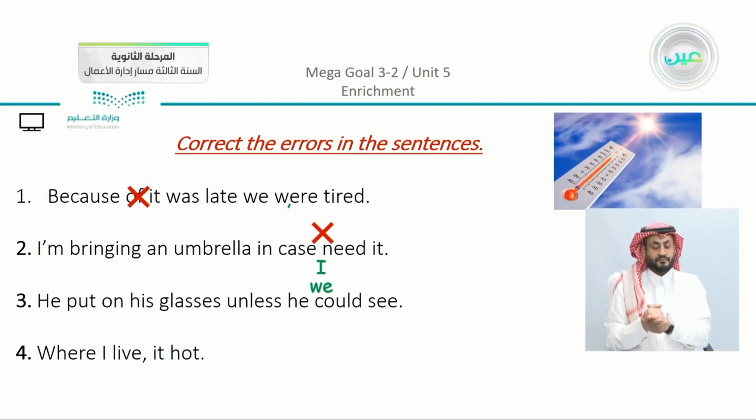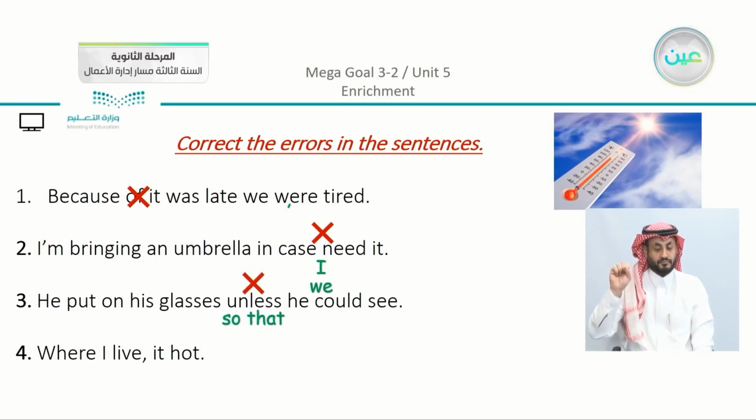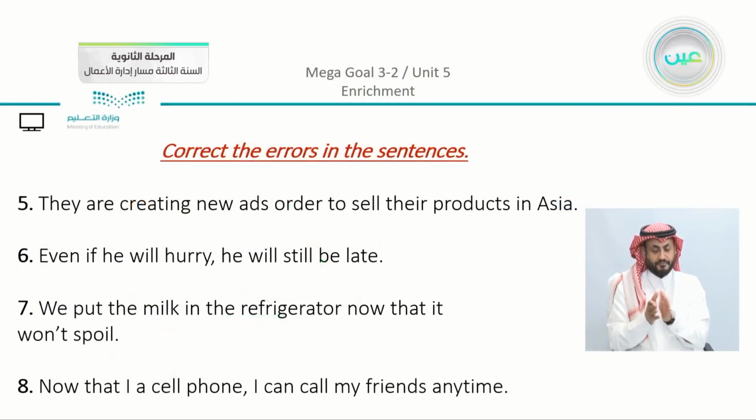Let's do number 3. We have here, he put on his glasses unless he could see. So what's the mistake here? We can see that we have unless is incorrect. We can say so that he could see. We have here the fourth one, where I live, it's hot. So it is a very short sentence here, and we can see that the structure is incorrect, and we have here, it is hot. Now this is an easy exercise that we're going to complete here.